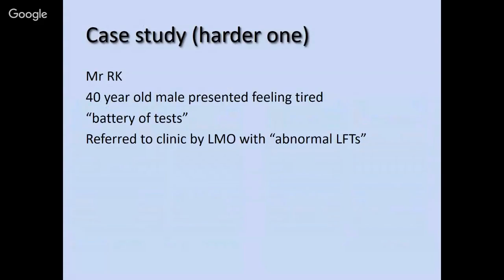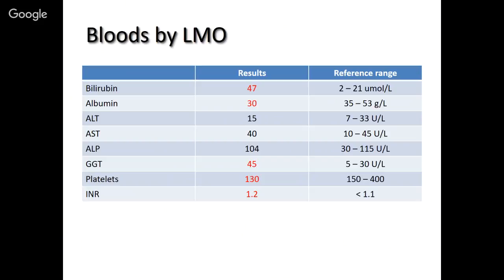So here's the last study, and then you're going to go home and rest. A 40-year-old man, tired, had a whole lot of tests. This is what happens if you go to your GP and you're tired. You just get a battery of tests. We had abnormal liver function, and here's what it shows. So do you want to just quickly think about what is wrong here?